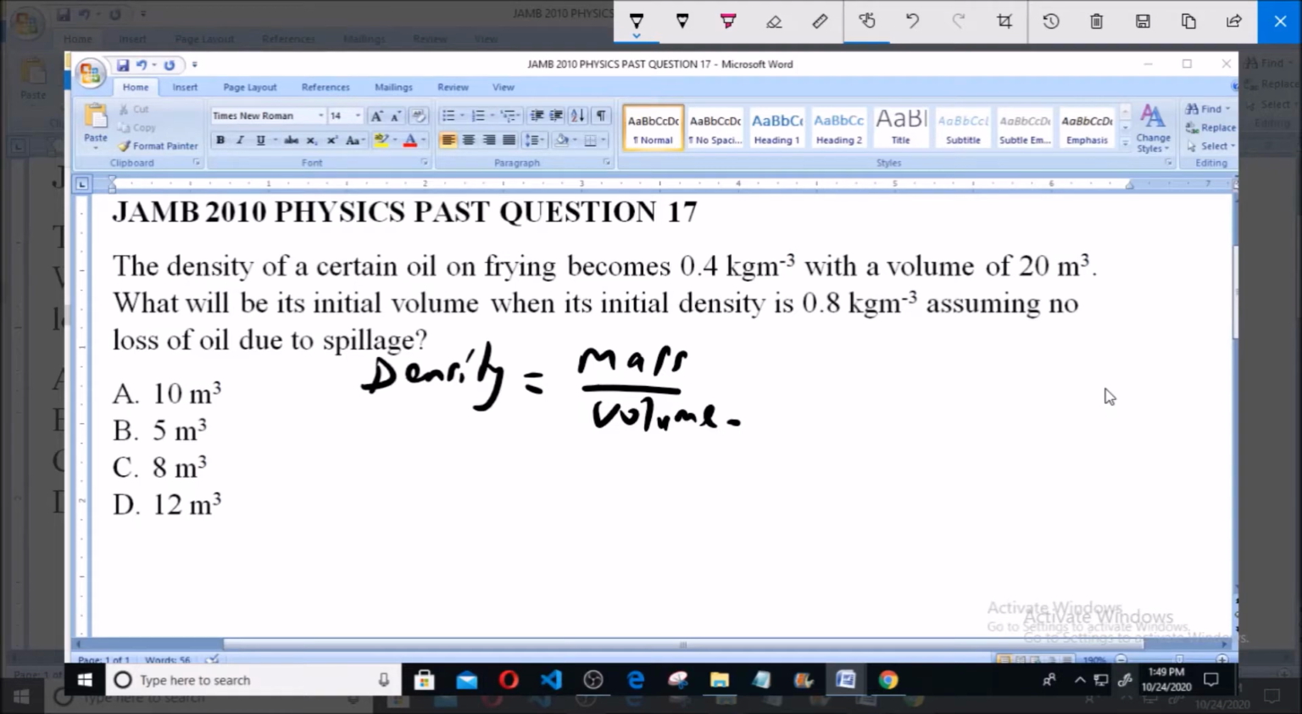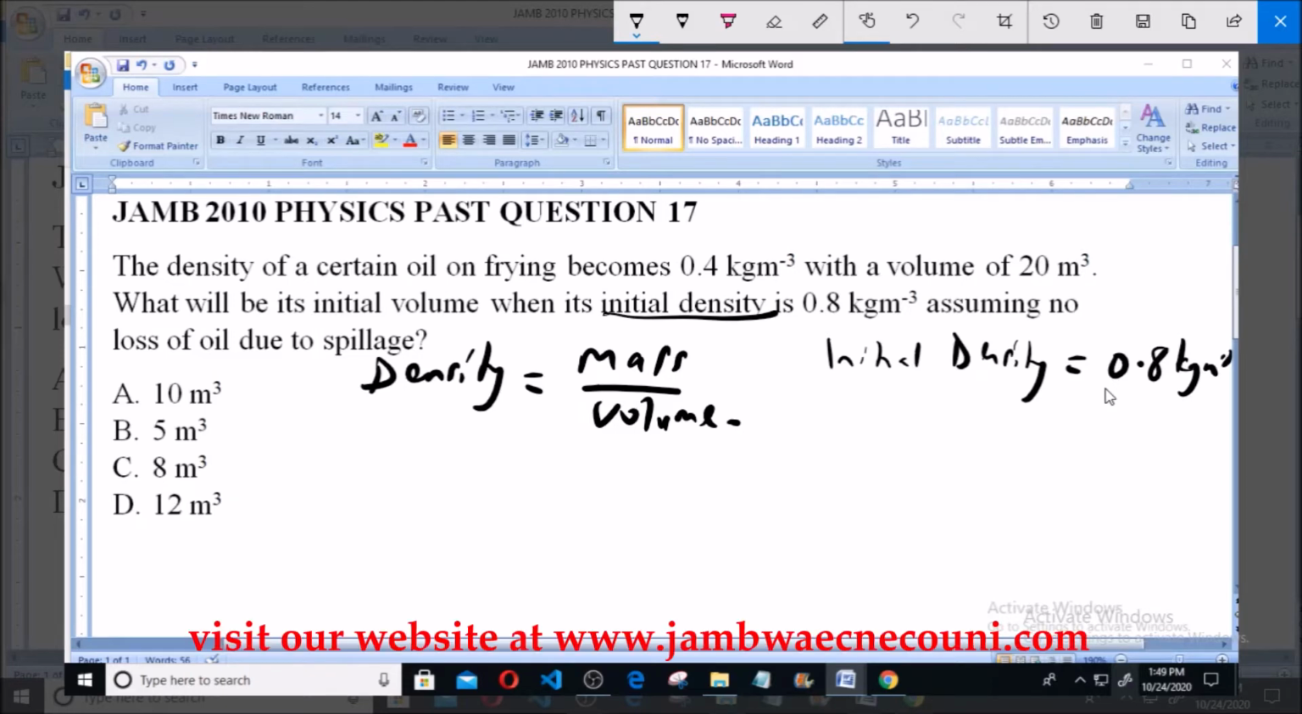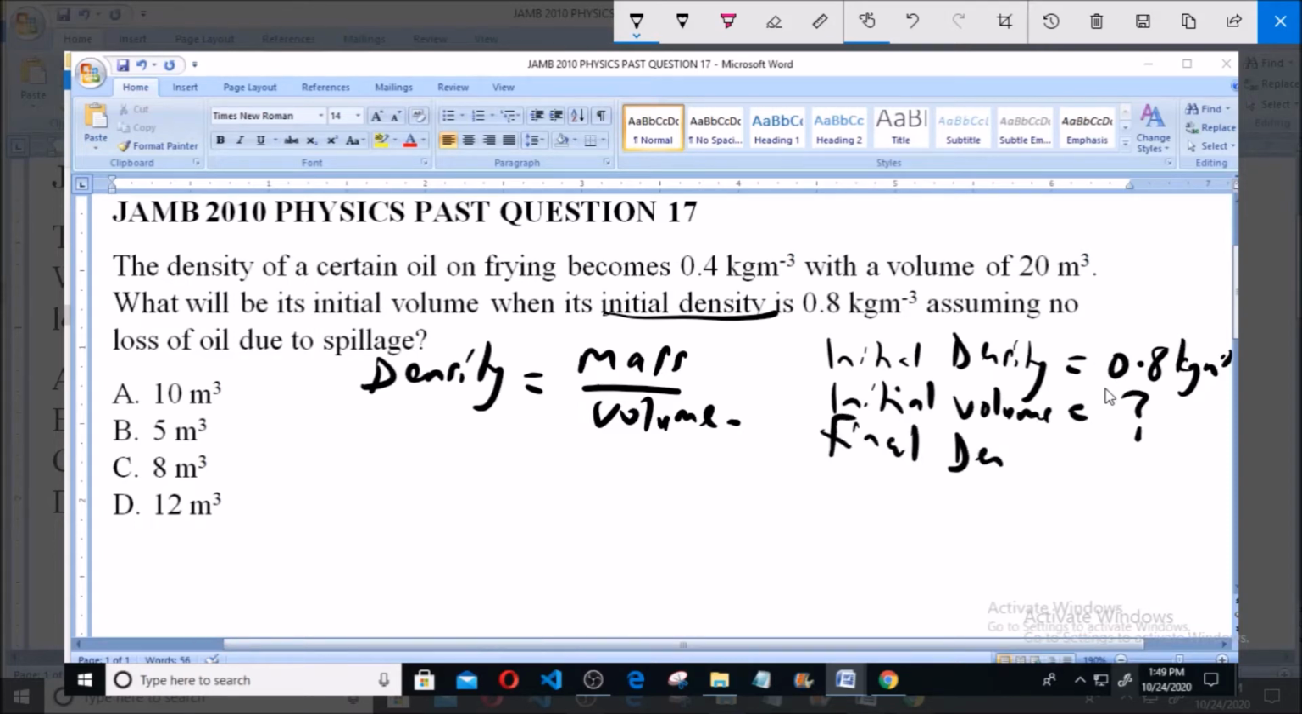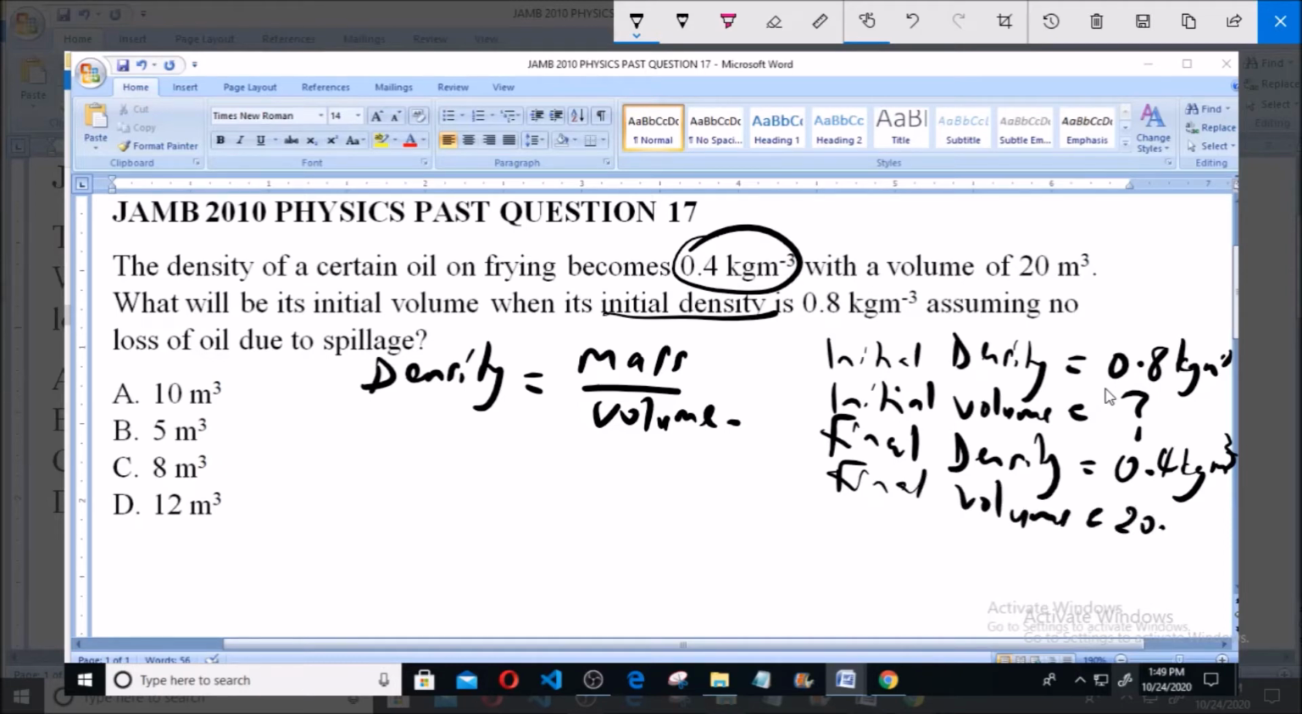Now for this question, you are working with initial density. Initial density is equal to 0.8 kg per meter cube. You are looking for the initial volume, which is unknown. Then you also have the final density given to you in the question. The final density is 0.4 kg per meter cube, and lastly you have the final volume also given to you in the question as 20 meter cube. Now you have a complete set of values for final density and final volume.